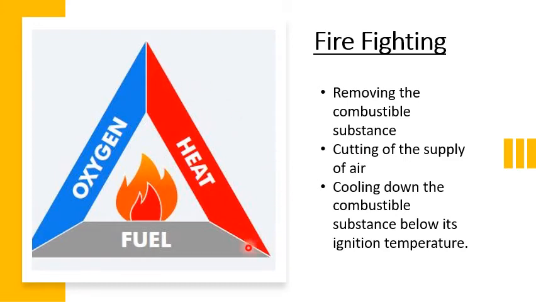In order to fight a fire, one or more of the following steps are helpful. The first thing is removing the combustible substance. The other one is cutting off the supply of air and cooling down the combustible substance below its ignition temperature. So, these three things can cut off the process of burning, or they can just stop fire.